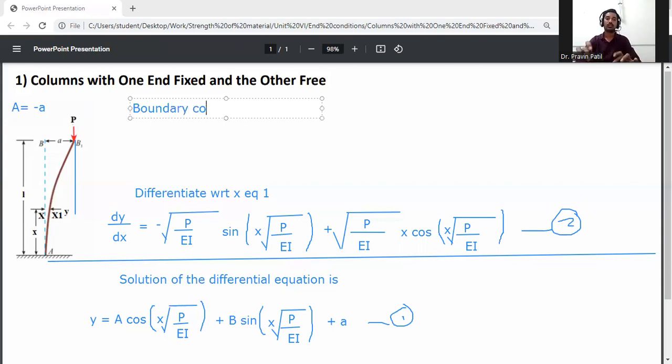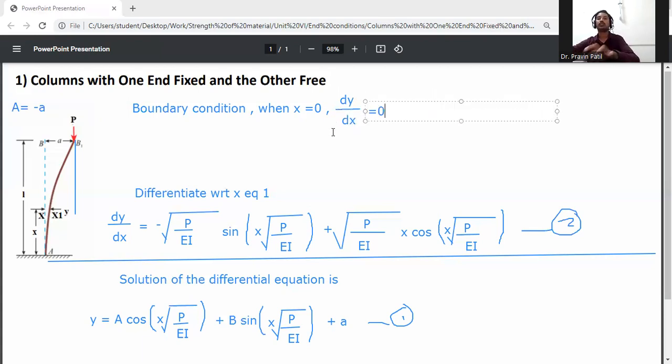Second boundary condition: when x is equal to 0, the slope at the fixed end will also be 0. That is, dy by dx is also 0. So just put all this into this equation, dy by dx.